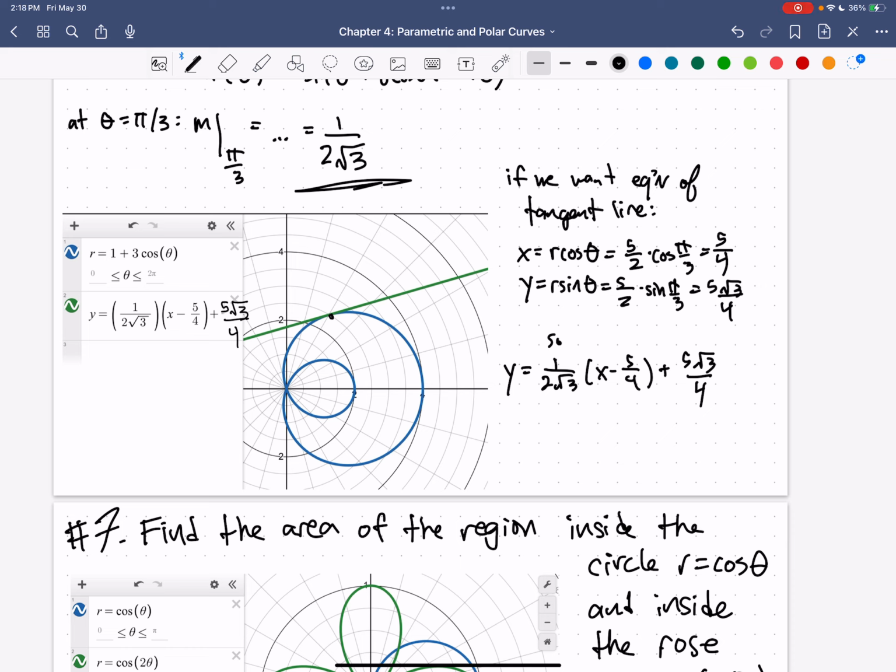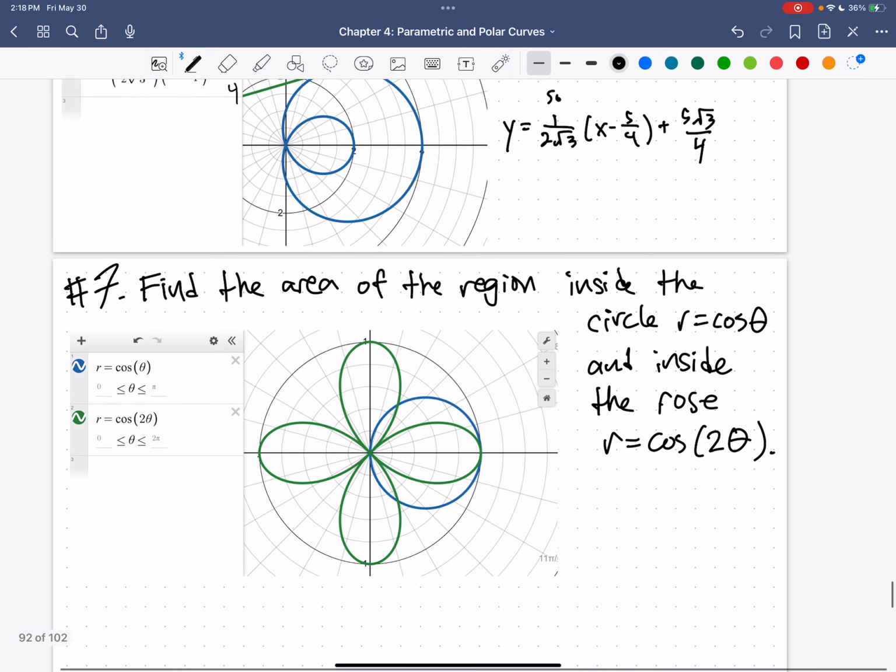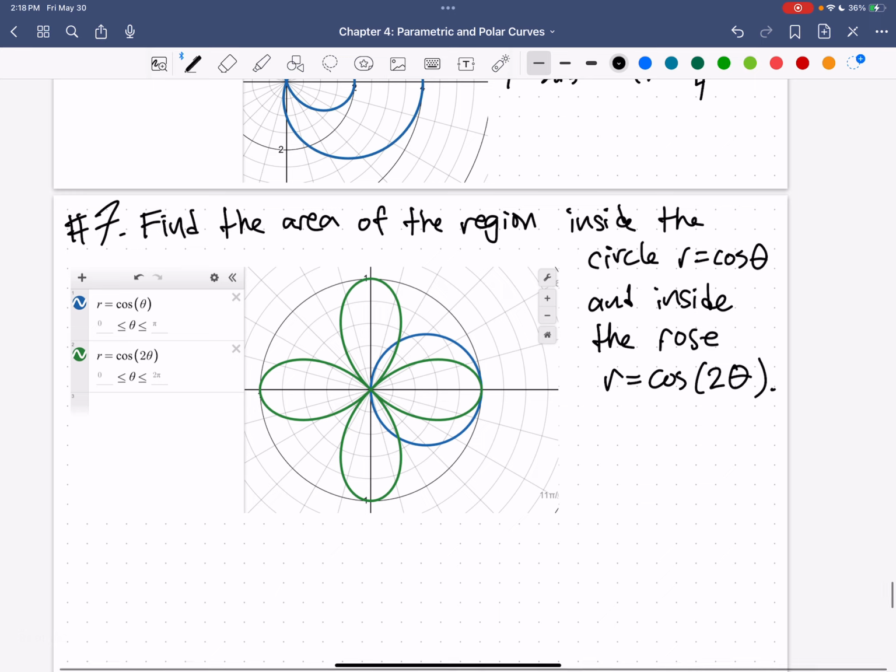Now we can do one more area problem. Here we want to find the area of the region that's inside the circle r equals cos theta and inside the rose r equals cos 2 theta. That's similar to that one we did before that was for sine.